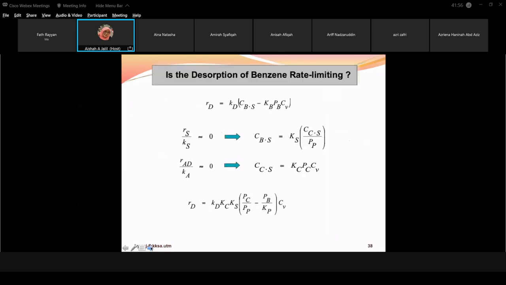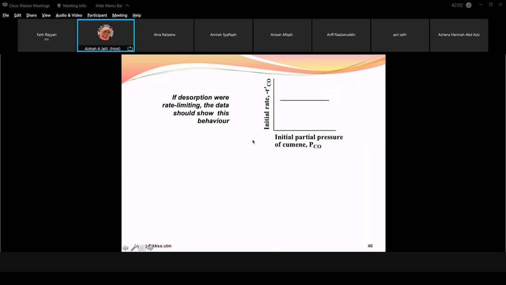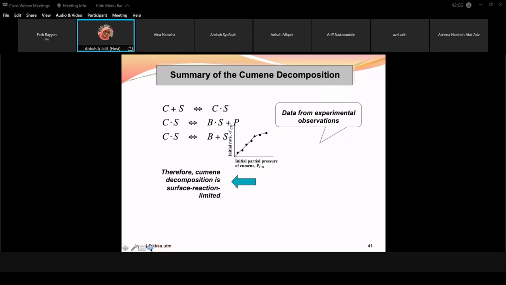It's a long journey, too complex, but you have to write like this, and then you have to match this with the data given. And then from this you can determine the K or whatever we call it, from what we have learned, the Langmuir-Hinshelwood kinetic model. So this is the data from experimental observation.